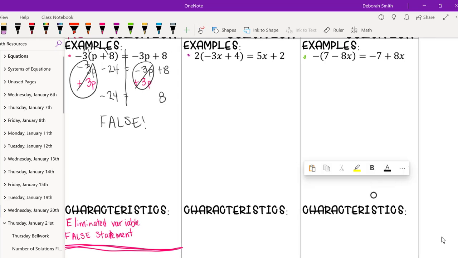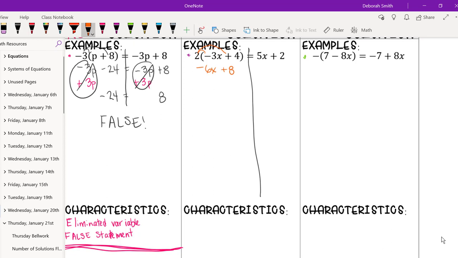Alright, next. This next one should be more familiar to you because this is what we've been doing. So we're still going to draw the line at the equal sign. We're going to distribute. So that's the orange step. And we've got something to distribute on the left side only. So we've got 2 times negative 3x is negative 6x. And then 2 times 4 is 8. Equals 5x plus 2.